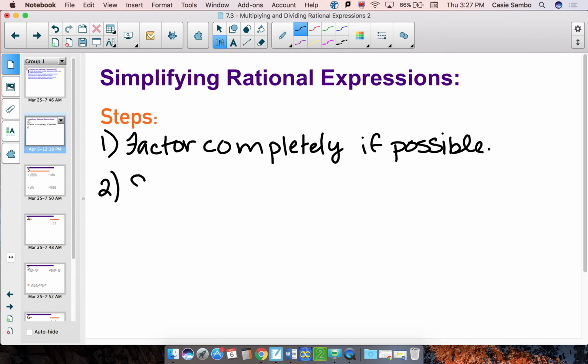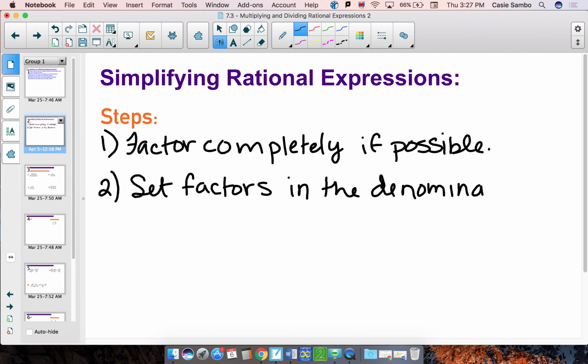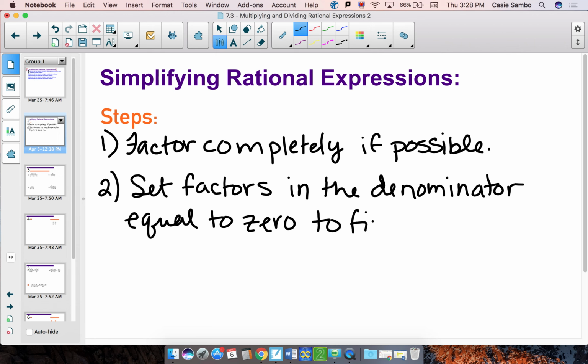Step 2, you are going to set factors in the denominator equal to 0 to find excluded values.